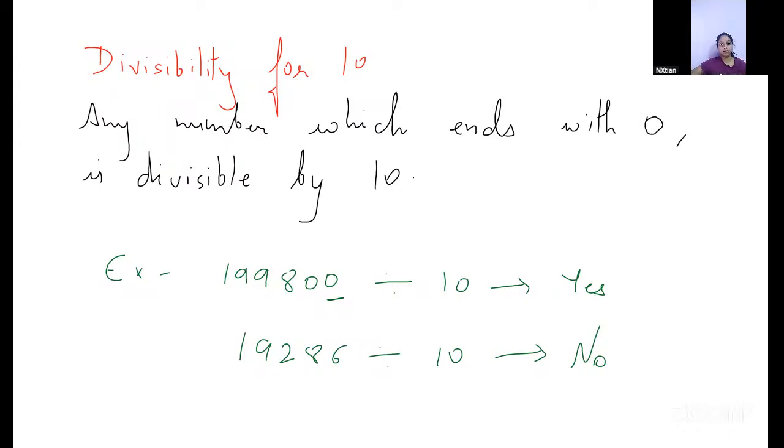Ma'am, I finished. Okay. The last one is the divisibility rule for 11. It is very interesting, I like this one. So look carefully. It's not hard, it's easy. You just have to understand it.